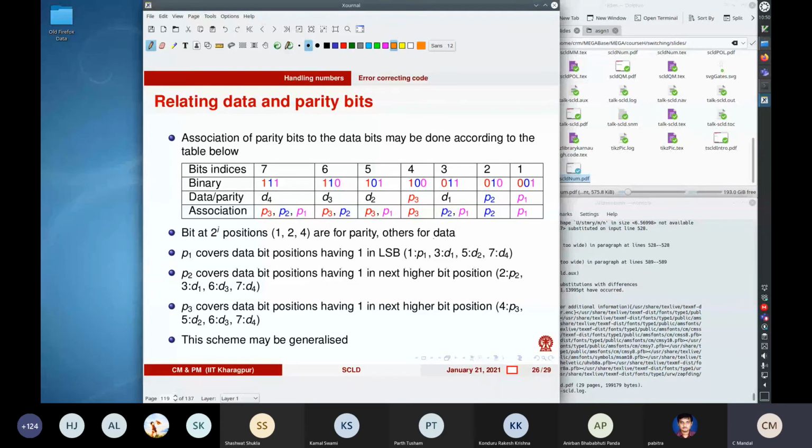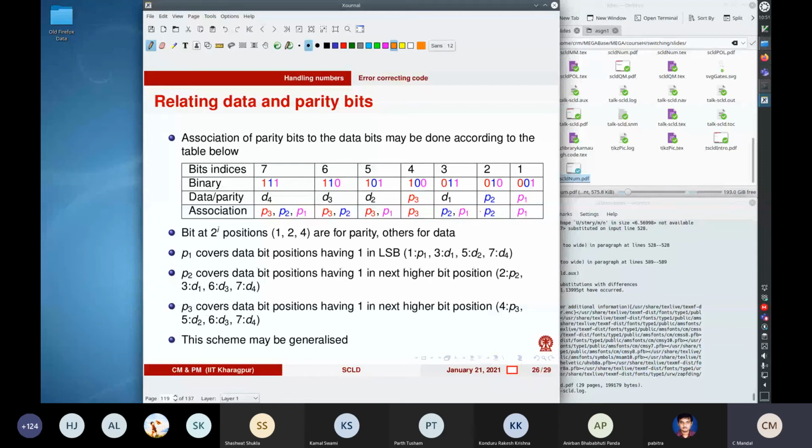So P1 covers data bit positions having 1 in the LSB. As you can see, P1 covers data bit positions having 1 in the LSB. So that is 1, 3. You can see those are colored here for your convenience. You can see this magenta P1. So wherever you have P1, you find that you have 1 in the least significant bit position of the bit encoding.